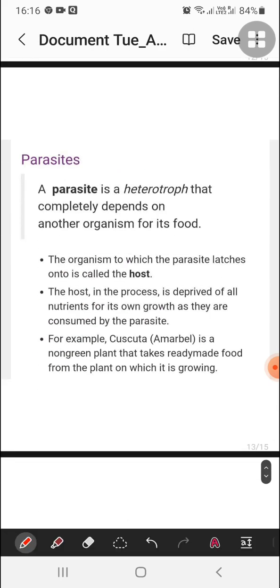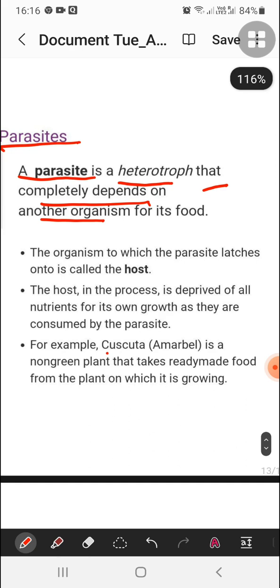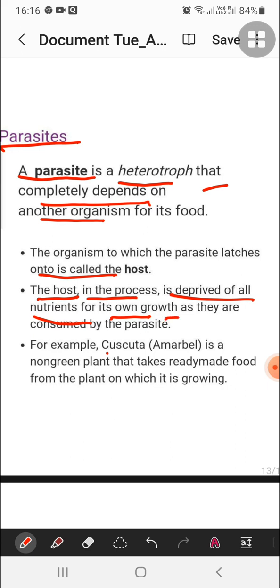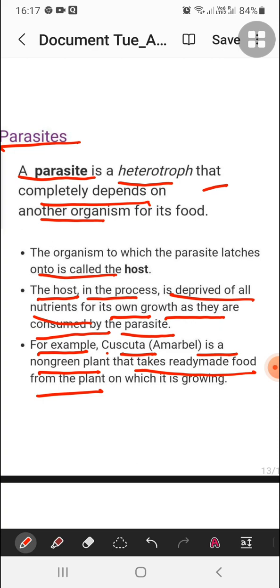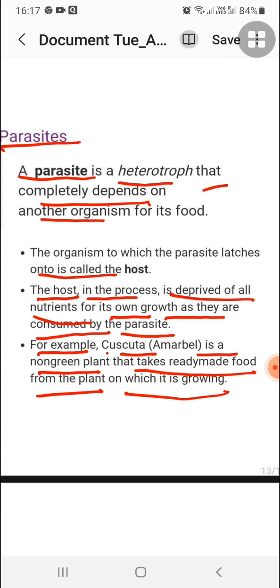Next point is parasites. What are parasites? A parasite is a heterotroph that completely depends on another organism for its food. The organism to which the parasite latches onto is called the host. The host in the process is deprived of all the nutrients for its own growth as they are consumed by the parasite. For example, cuscuta is a non-green plant that takes ready-made food from the plant on which it is growing.